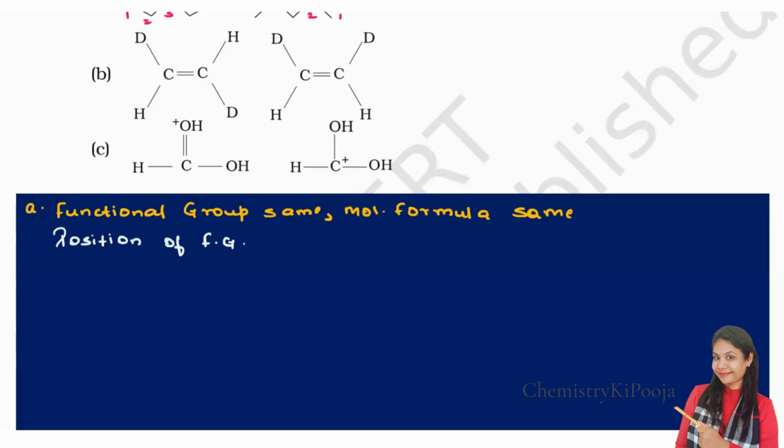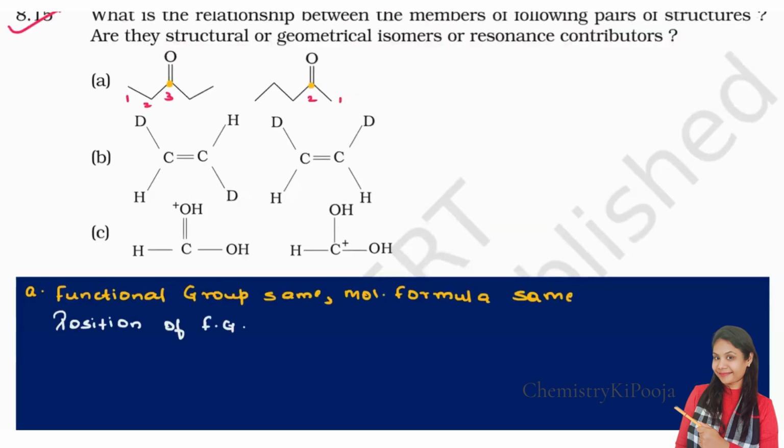Clear? And what is the question asked to us? We need to find out what is the relationship between the pairs. Are they structural or geometrical isomers? So basically they are structural isomers, and in that also they belong to the positional isomers.